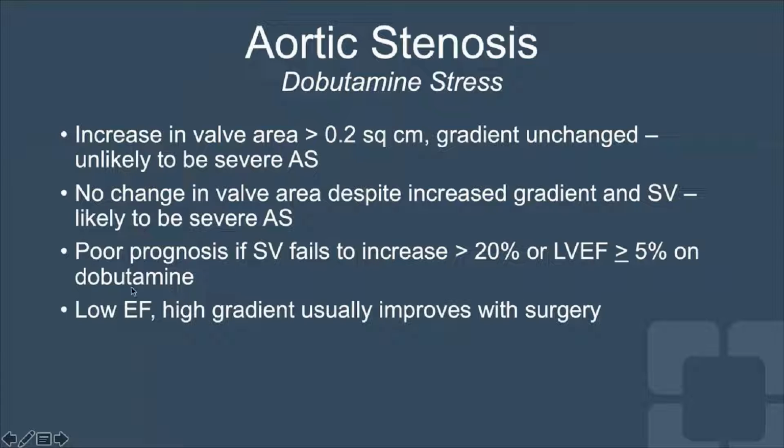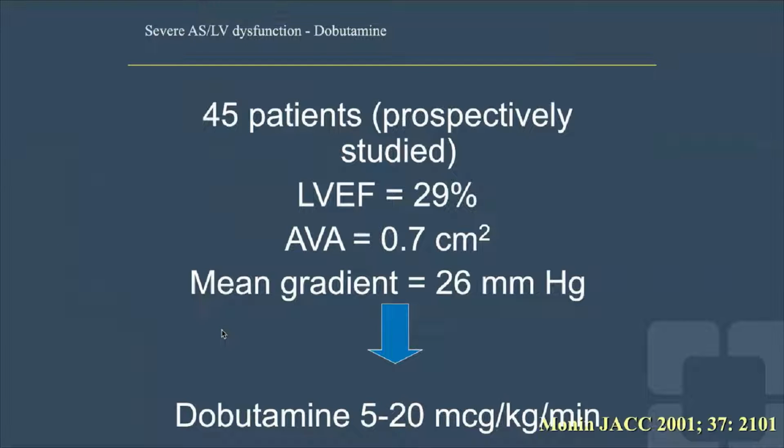But having said that, typically patients with a low ejection fraction, but who do have a high gradient, will generally improve with surgery. One study from 2001 looked at this group of patients with low flow, low gradient aortic stenosis, and the mean ejection fraction was 29% in these patients, and the gradient was low, 26, much less than what the cutoff is for severe aortic stenosis.